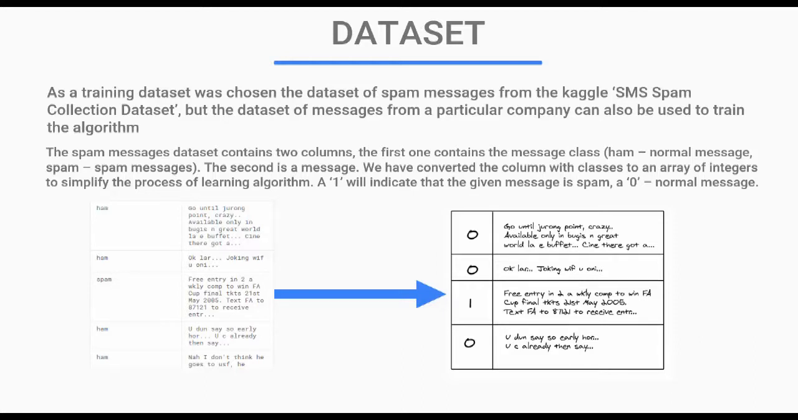The dataset for testing our project was taken from Google. The name of the dataset is SMS Spam Collection Dataset. On the slide, you can see the structure of the dataset. It has two columns. The first one defines the class of the message, and the second one contains the actual message. We have converted the spam/ham class representation to 0 and 1, where 1 is spam and 0 is ham.